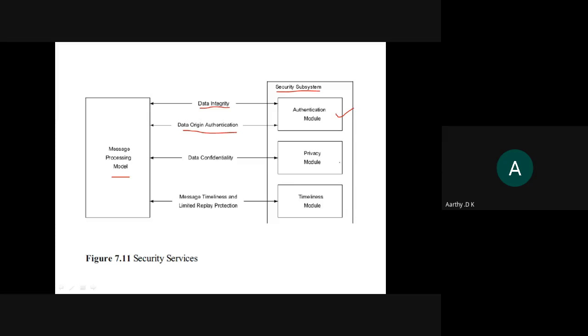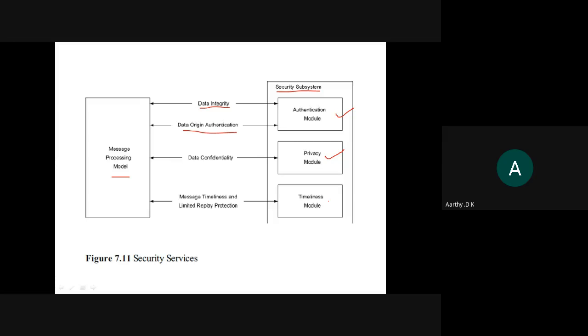So your authentication module provides data integrity and data origin authentication. The next one is the privacy module. The privacy module will safeguard the data, that is, it provides confidentiality. It provides techniques such that the data doesn't get changed. The technique we use is the encryption technique. So this privacy module will provide data confidentiality, that is, the data shouldn't be changed.